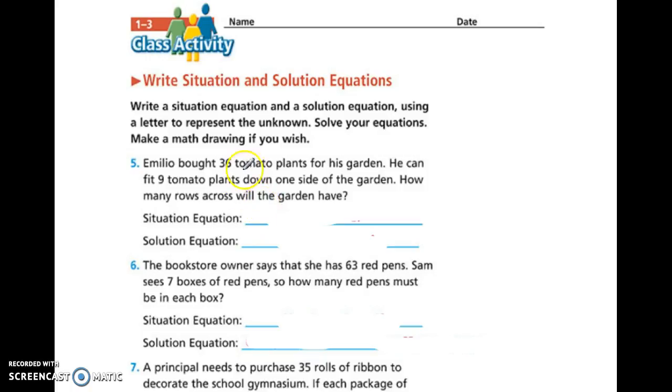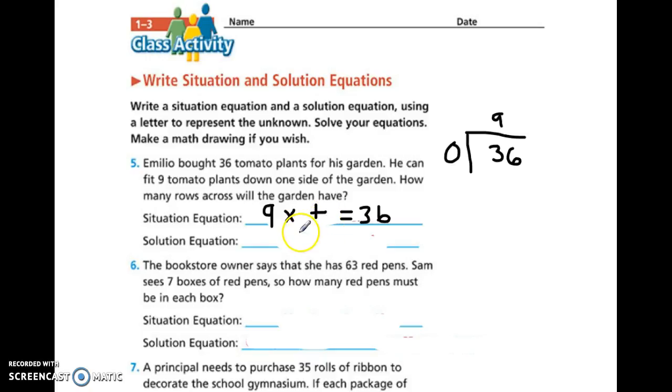All right, so we know that Amelia bought 36 tomato plants. Okay, so we're going to put that on one side of the equal sign because that's the total that he bought. And he could fit 9 plants down one side of the garden, and they want to know how many rows the garden will have. So we know that he can do 9 here, but we don't know this number here, right? This is our unknown, and we know that there's a total of 36. So we know that we need to multiply. And say 9 times, and we get to choose our own variable. I'm going to say T for tomato plants. So your situation equation should be something like 9 times T, or a variable you chose, equals 36. Now we want to rewrite this equation into a solution equation. So go ahead and try to do that.